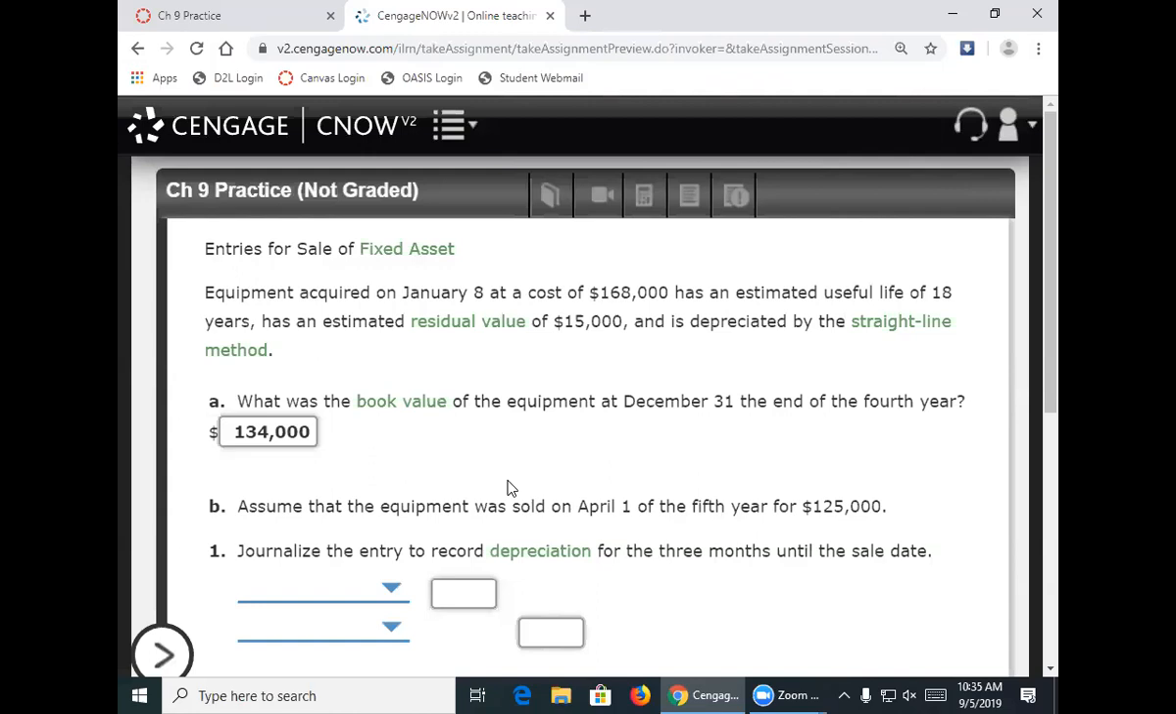So my first step when I sell equipment is I look at the date. If we had sold it January 5th or something like that, we wouldn't have to do this. But since we sold it April 1st, we've had it for 3 months, so we are going to update our depreciation for those 3 months. We know our yearly depreciation is $8,500. We multiply that by 3 divided by 12 to get 3 months' worth of depreciation. So how much did this equipment depreciate in 3 months? 2,125. Very good.